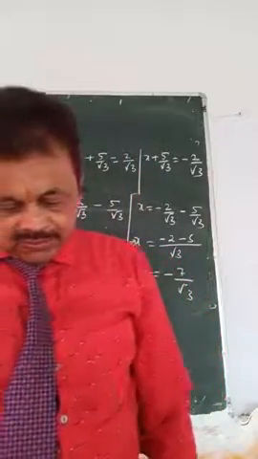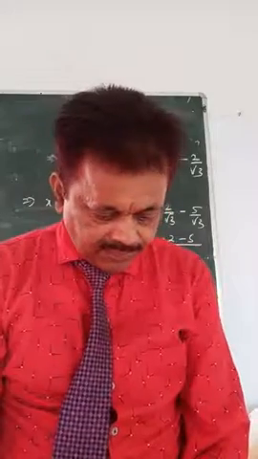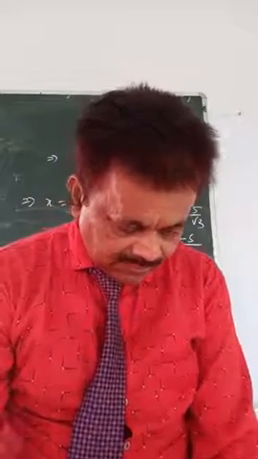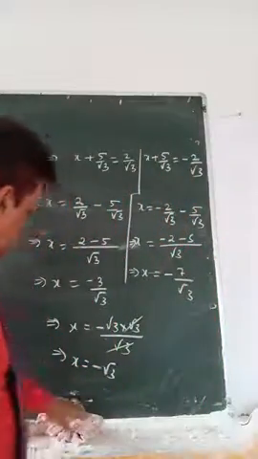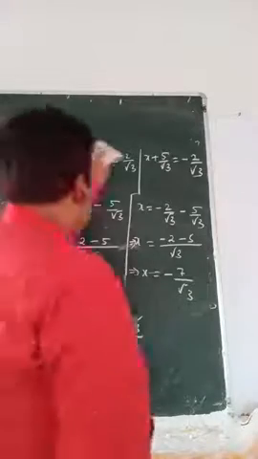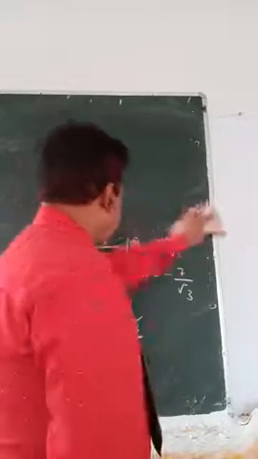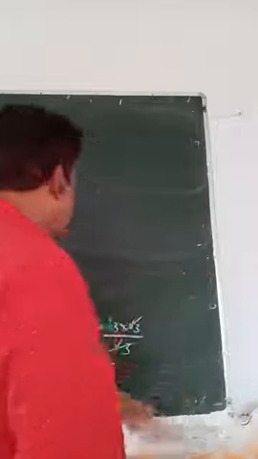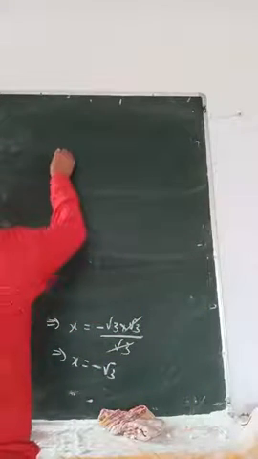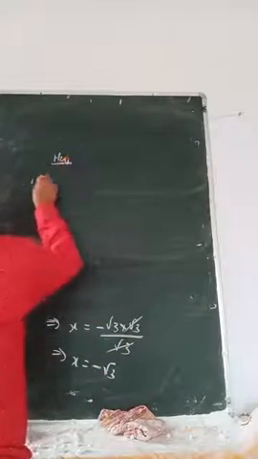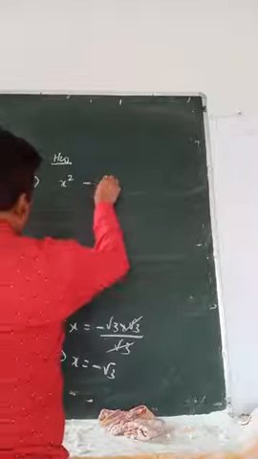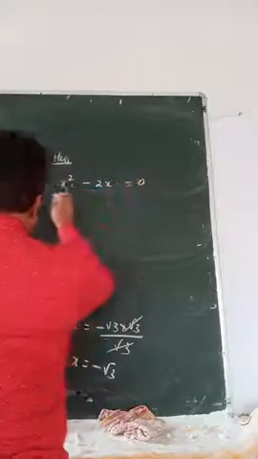I will give you few questions. You will try to solve. Okay. Let us see. I am giving 2 questions. At least 2, 3 you have to do. First question: x square minus 2x equals to 0.